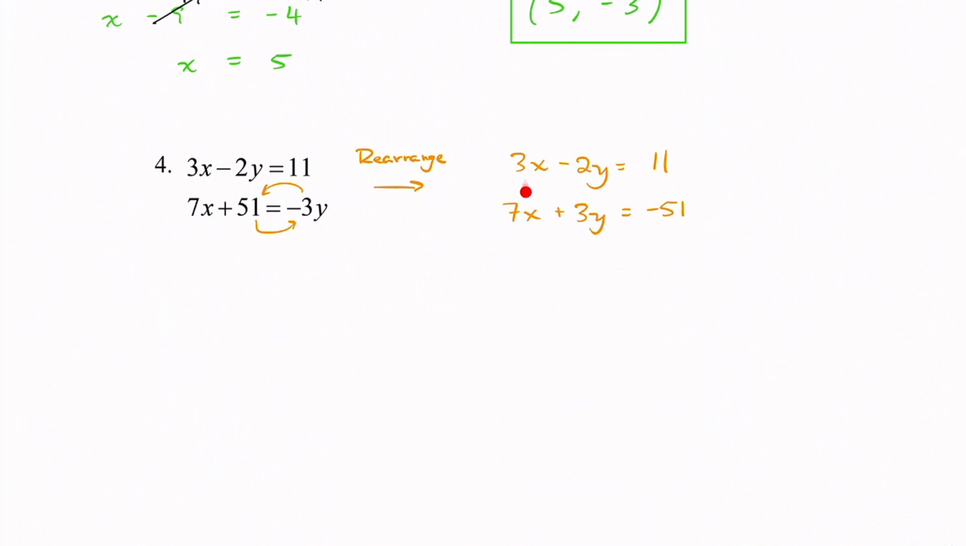So now everything is lined up nicely. We have our x's, our y's, equals, and then our number, but we don't have anything that we can eliminate.